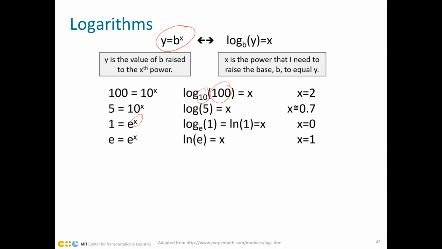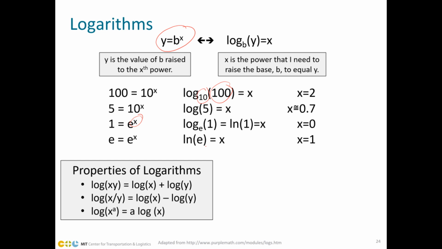Okay, so this seems kind of theoretical and abstract. Why do we use this? Because it's very powerful. It helps us solve things we wouldn't normally be able to solve. And it has 3 really nice properties. And let me state them quickly and show you examples. The first is that the log of a product of two numbers is equal to the sum of the logs of them individually. So the log of x times y is equal to the log of x plus the log of y. It turns a multiplication into addition.